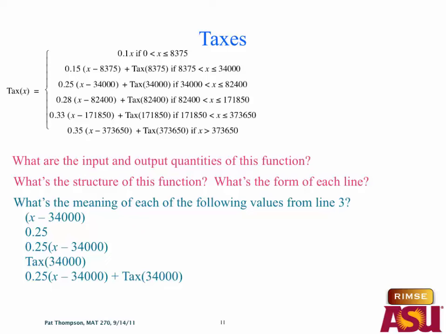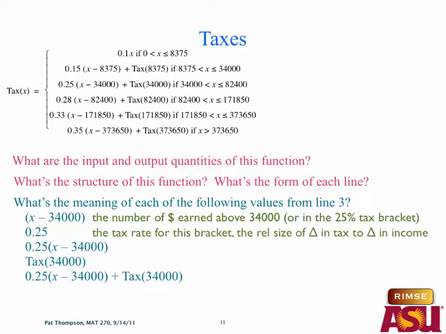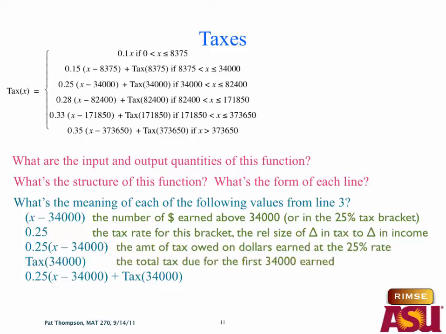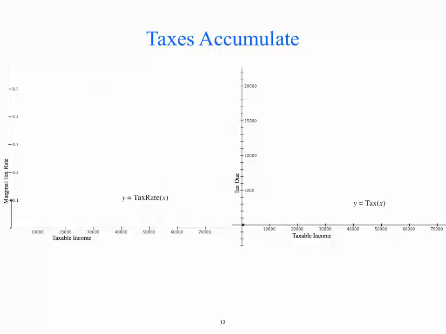Okay. So now, this was just all to get you oriented with how the tax function works. So let's talk about it. Here's what I said. Number of dollars earned above 34,000 or in the 25% tax bracket. This is the rate for that bracket. The amount of tax owed on dollars earned at that rate. The total tax due for the first 34,000 and the total tax owed on all X dollars. Okay. Any questions? All right.